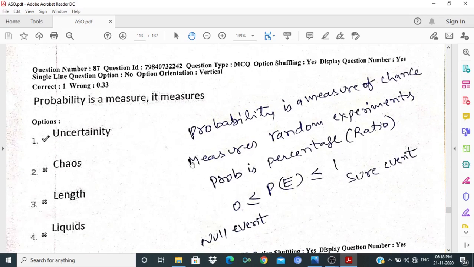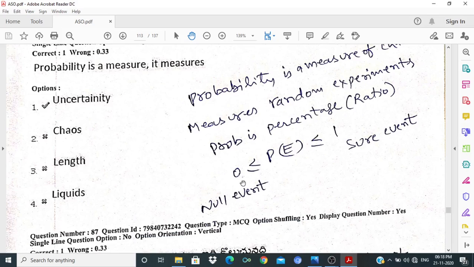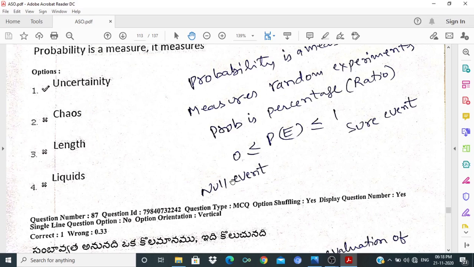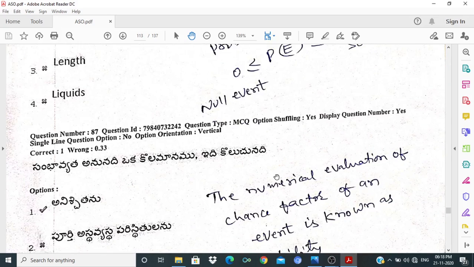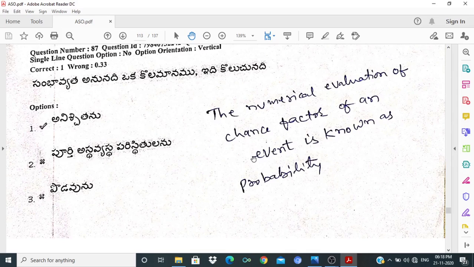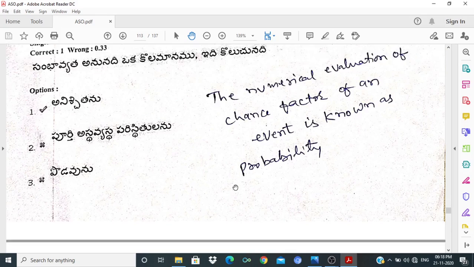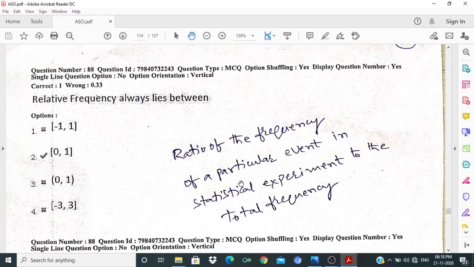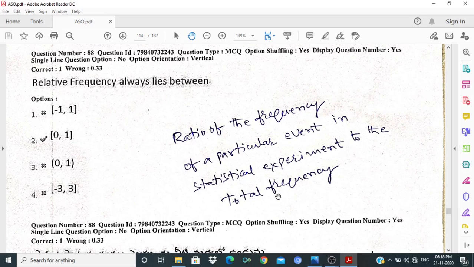Probability is a measure of chance or uncertainty, of a random experiment. Probability is expressed in percentages or ratios. The range of probability is 0 to 1. If probability of E is equal to 0, it is called a null event. If probability of E is equal to 1, it is called a sure event. The numerical evaluation of the chance factor of an event is known as probability. Relative frequency always lies between 0 and 1. It is the ratio of the frequency of a particular event in a statistical experiment to the total frequency. Relative frequency is nothing but probability.